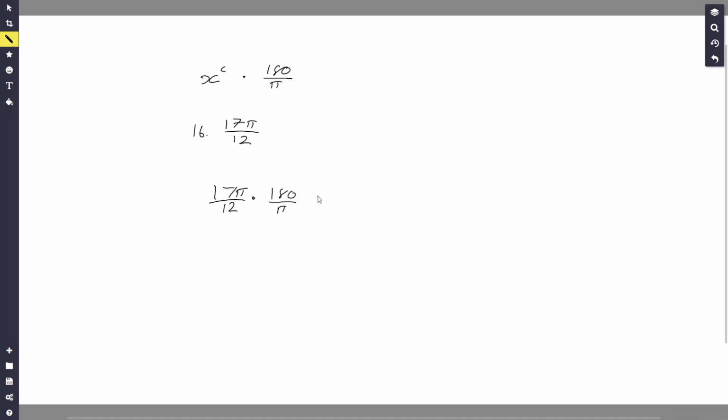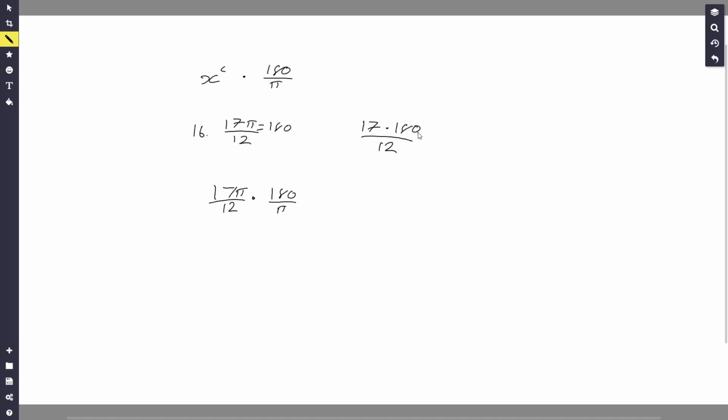Let's see. Oh, geez. My mind is blanking on this. I don't really like to do it this way, I'm gonna be honest, because you get this and I don't exactly know what to do with it. I like thinking of pi as equal to 180. So 17 times 180 over 12.